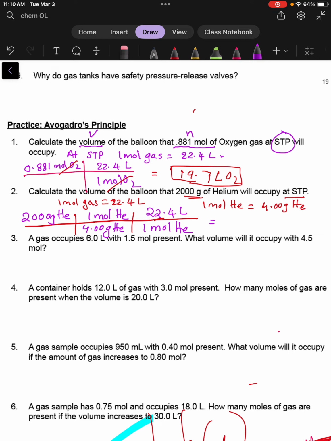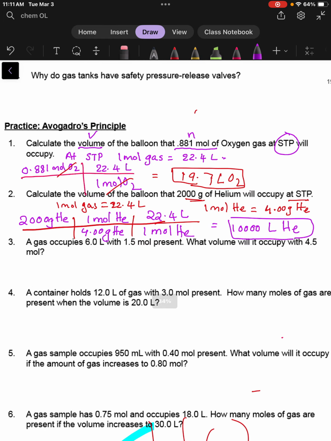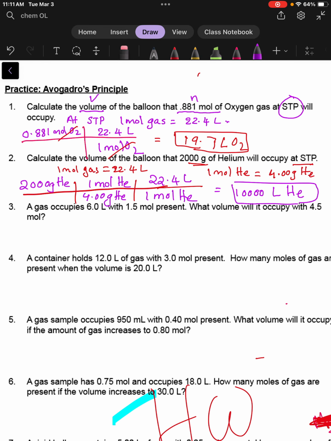You have to write the answer in 1 sig fig, right? You will get 11,000 something in your calculator, but you have to round that to 1 sig fig, so it is 10,000 liters of helium. That is the answer. Okay, those are the types of questions you might see when it is not directly asking you to apply a gas law. But look at the next question. I'll skip that one and do number 4.